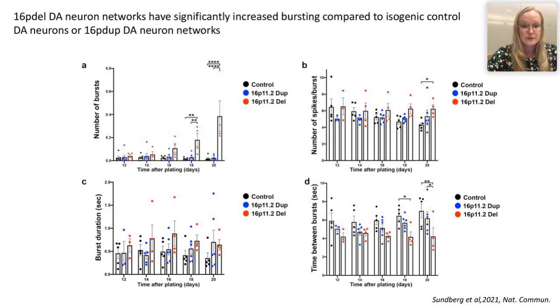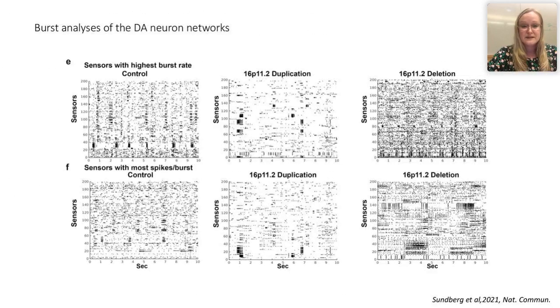We also quantified burst duration in these networks, but we didn't detect any significant differences, although there was a trend towards increased burst duration in the 16p deletion cells compared to the control population. We also quantified the time between bursts in the networks, and at day 20 and also at day 18, we were able to detect decreased time between bursts in the 16p deletion population, shown here in red in panel D, compared to control or duplication cell populations. And this indicates that the 16p deletion networks are firing bursts more frequently compared to control cells.